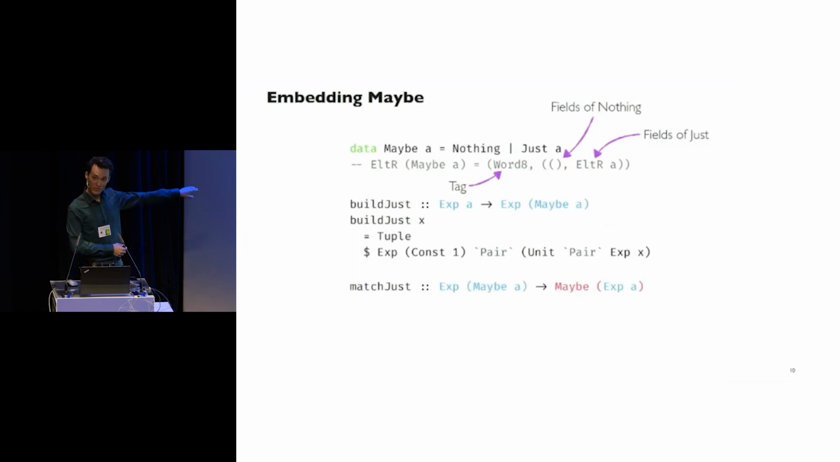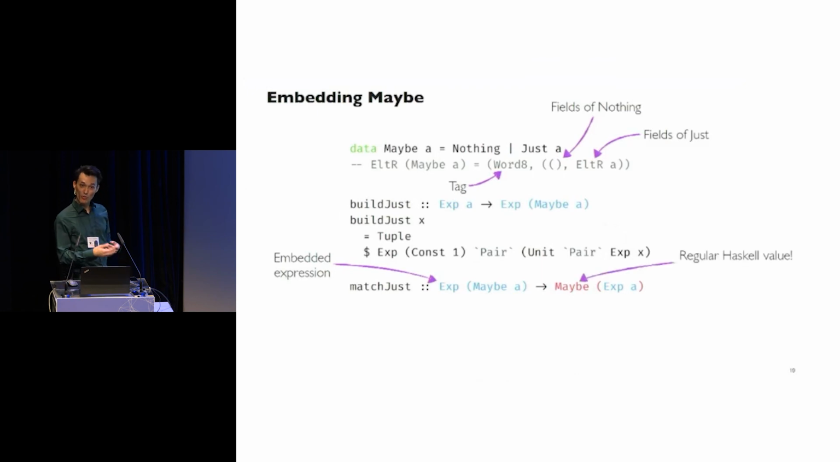The matcher is the interesting thing here. Now we take an expression of type Maybe A, and I return a Haskell Maybe of type X A. So this is an embedded expression returning a regular Haskell value. This is the kind of time-traveling part. And then inside that, if I get a Just, then I get some expression that tells me how to extract the value from my embedded Maybe.